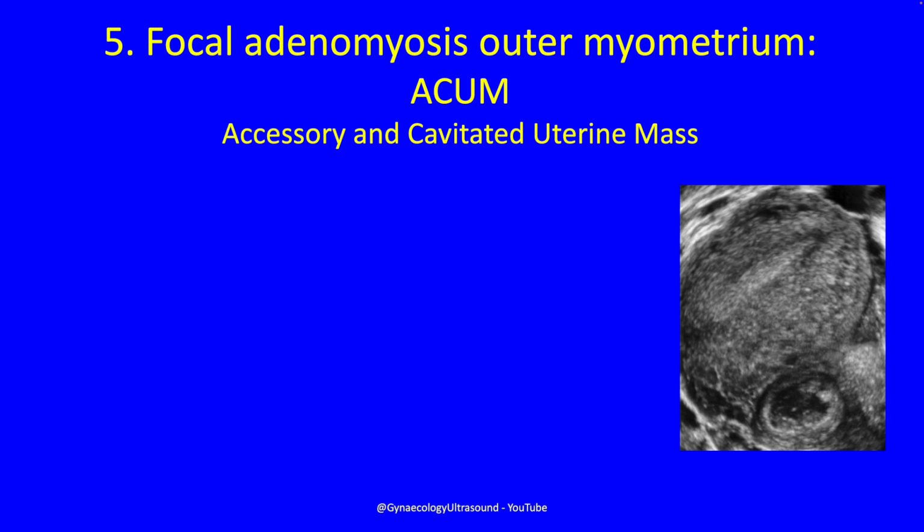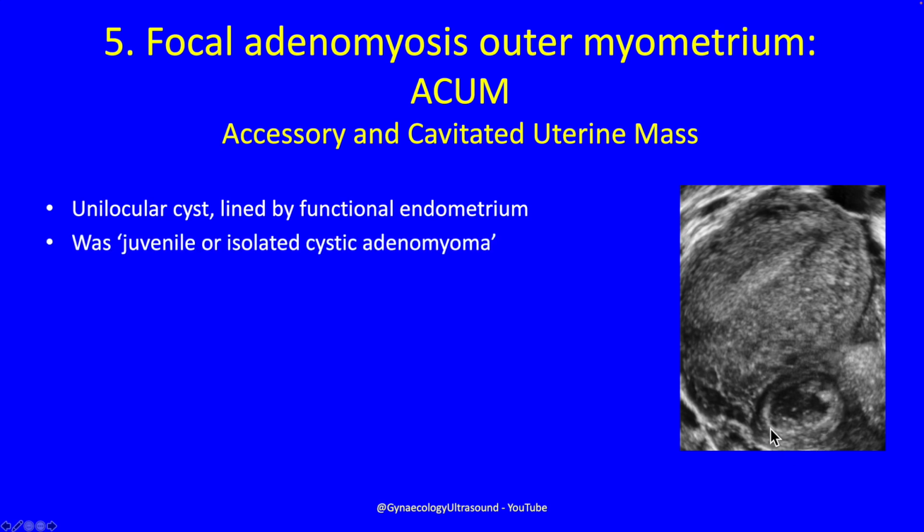And then the last one is called ACOM, and you may have heard of this. This is the fifth type of focal adenomyosis, my word. And this is an accessory and cavitated uterine mass. This is it on a 3D image. This is the uterine cavity seen at an angle, and this is this uterine mass that is hemorrhagic and intensely painful. It's unilocular. The whiteness is this functional endometrium, so it sheds during menses.